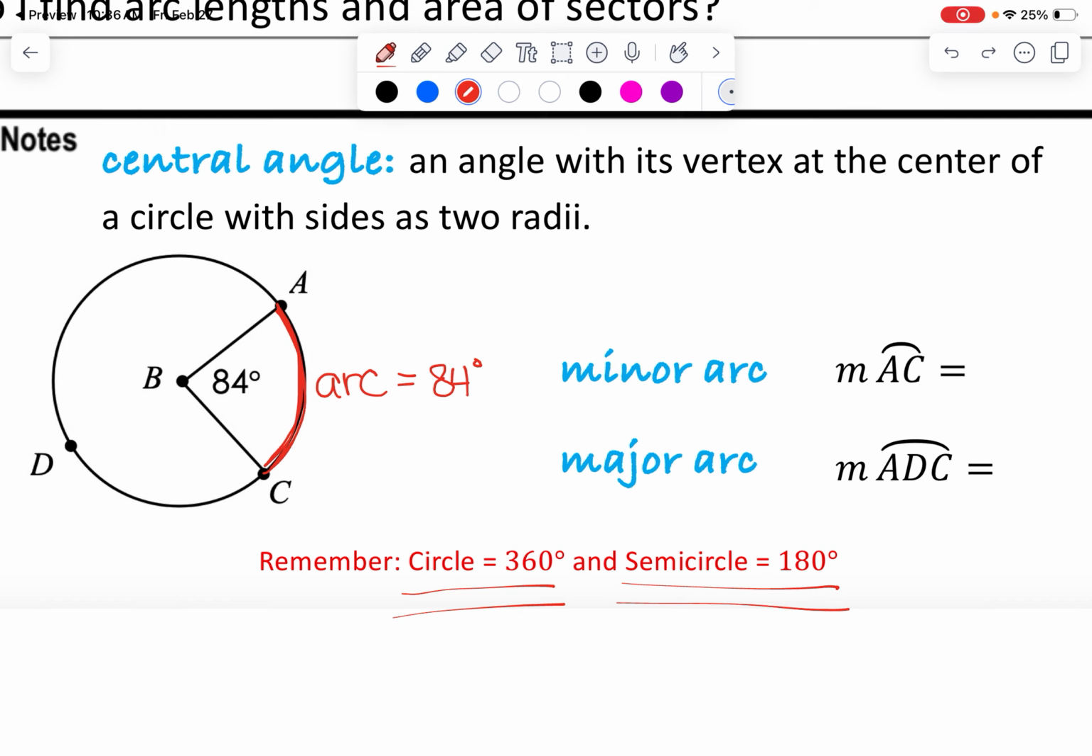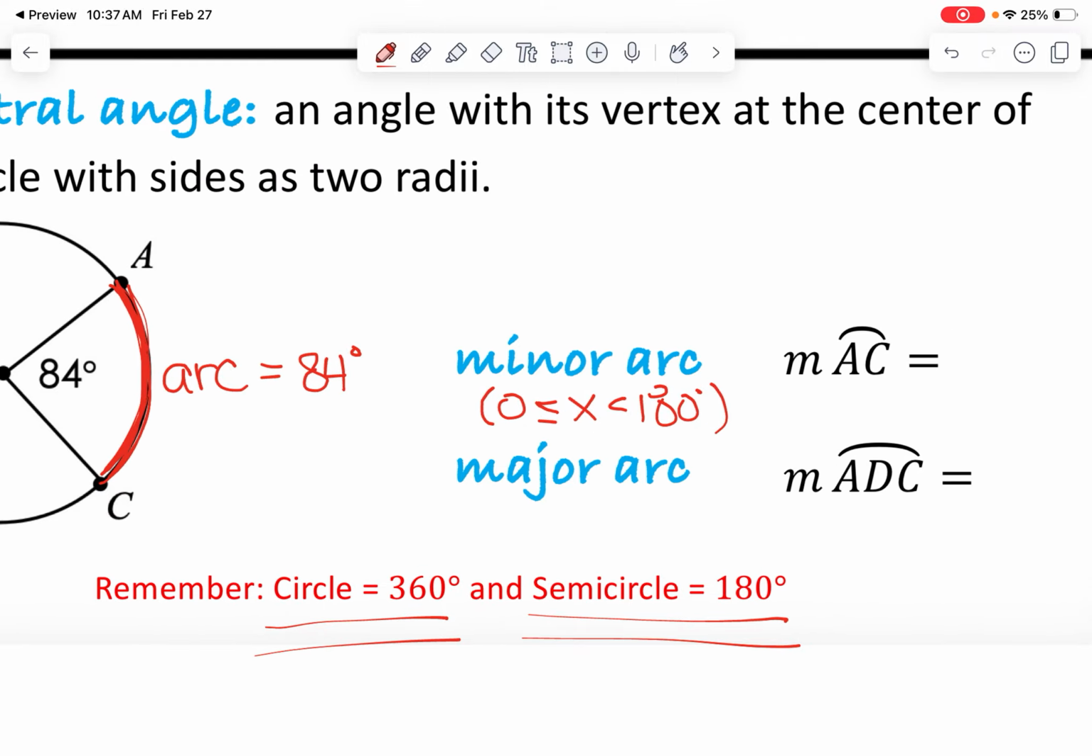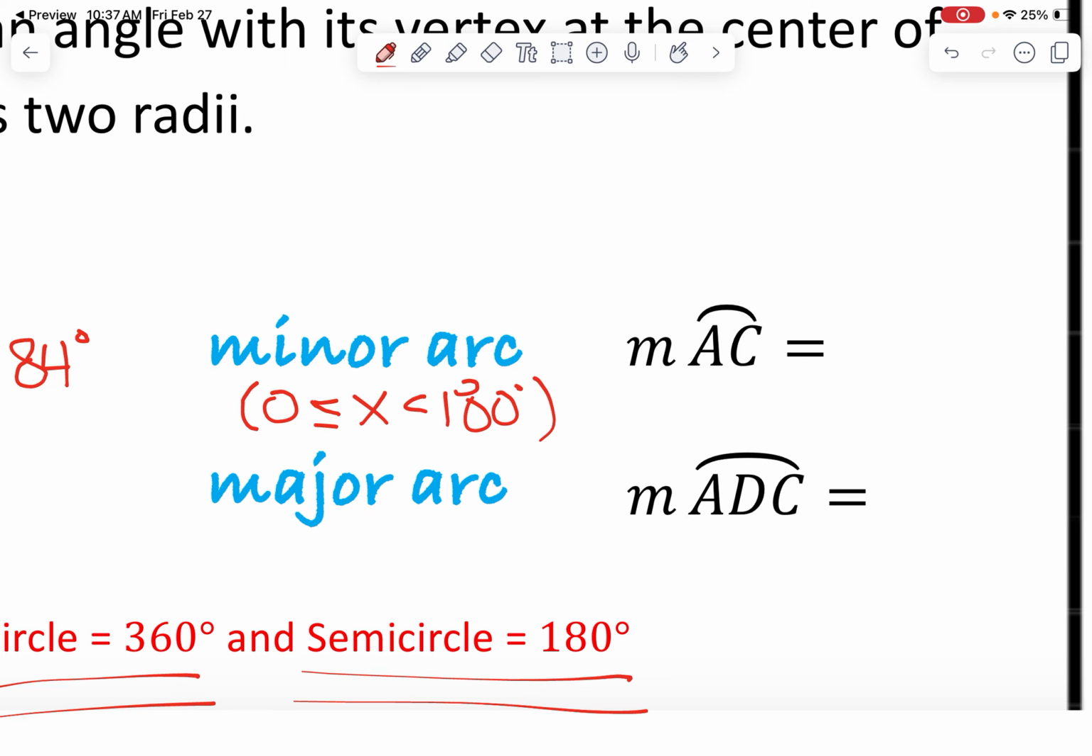A minor arc is going to be from 0 up to 180 degrees, but not 180 degrees. So anything less than 180 degrees is considered a minor arc. So in this particular case, minor arc AC, which is the one that I highlighted here in red, that thing right there, is 84 degrees. So the measure of arc AC is 84 degrees.